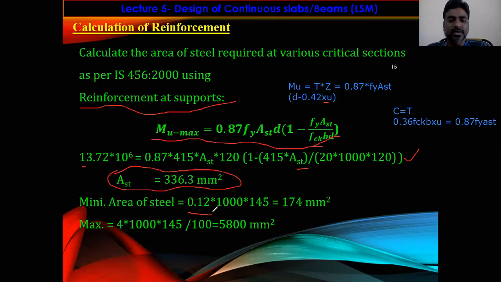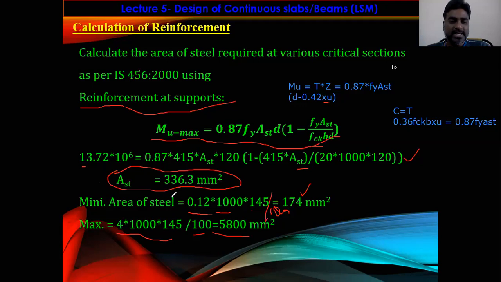So that is 0.12 into our B is equal to 1000, D is equal to 145 by 100. Then we will get minimum area of steel is 174 mm square, right? Similarly, calculate the maximum reinforcement. As per the codal provision, the maximum reinforcement in slab should not be greater than 4% of BD. That is 4 into 1000 into 145 by 100. You will get 5800 mm square.